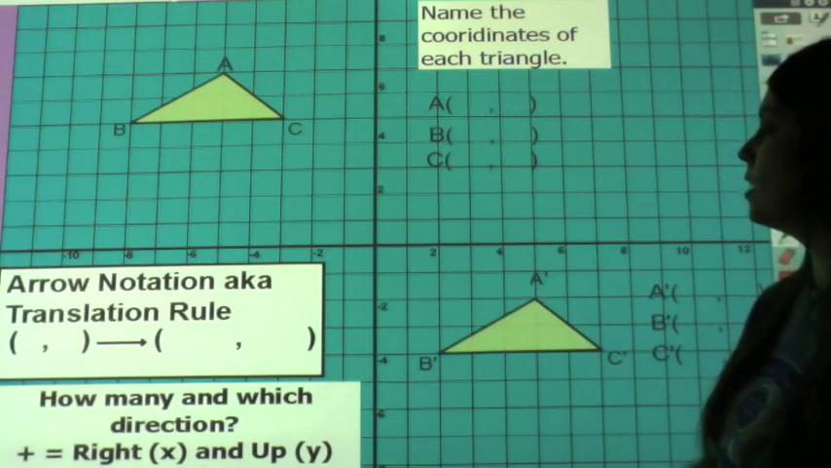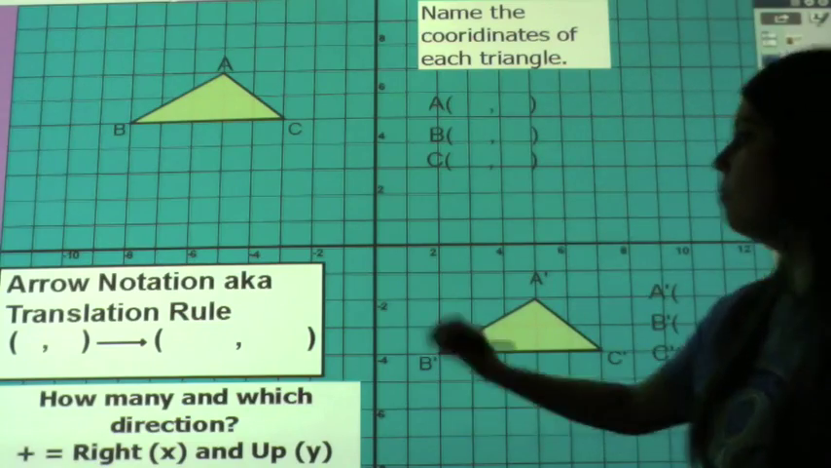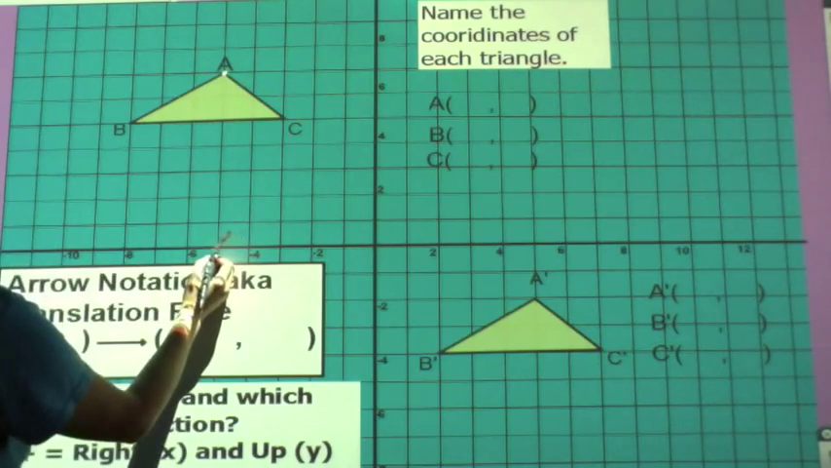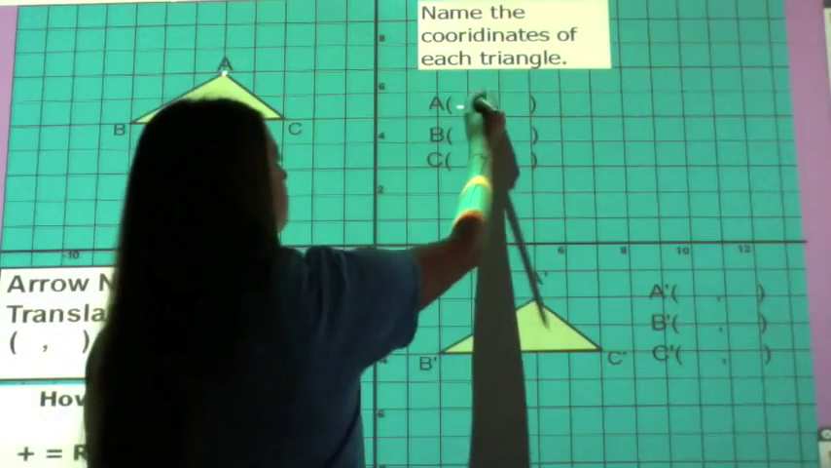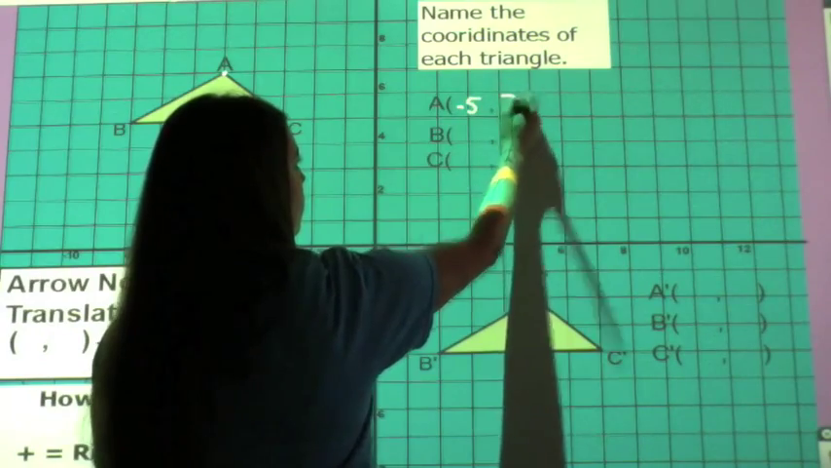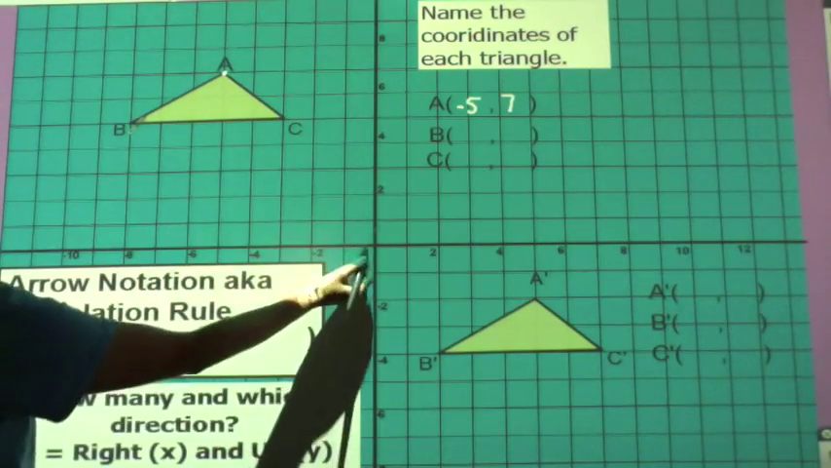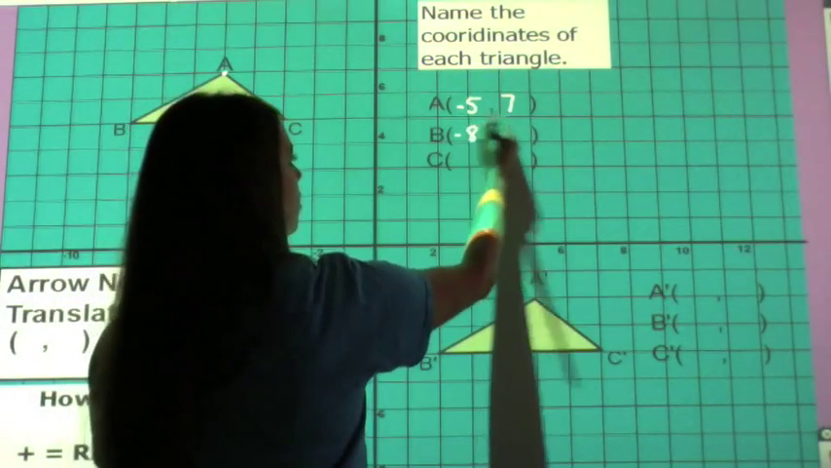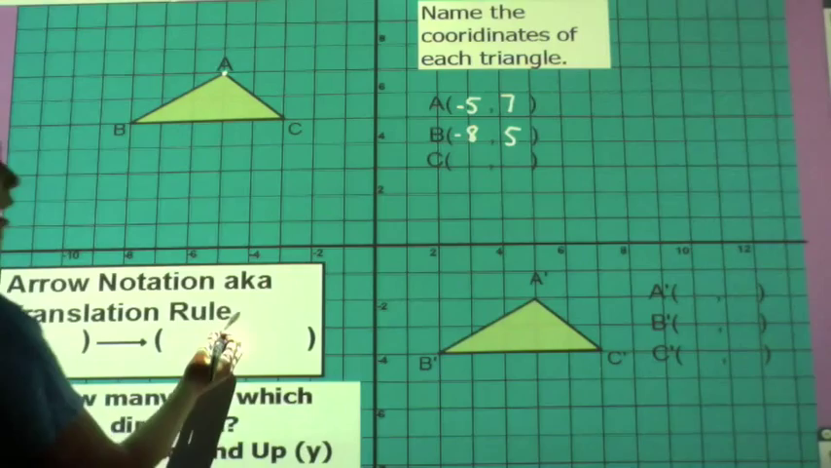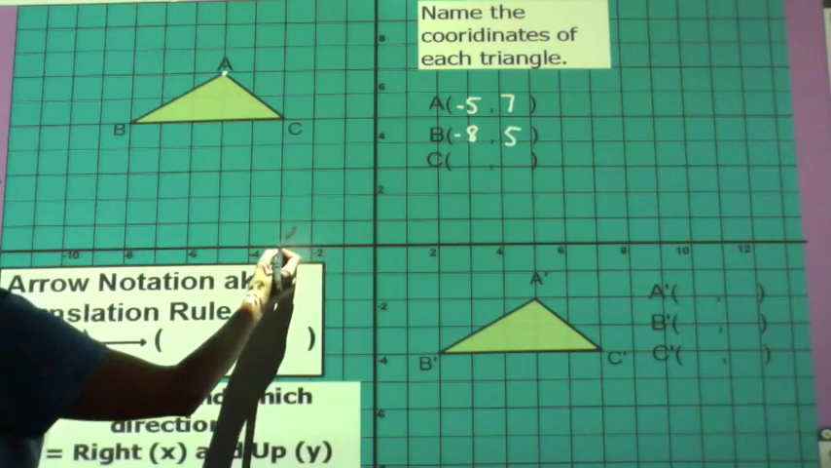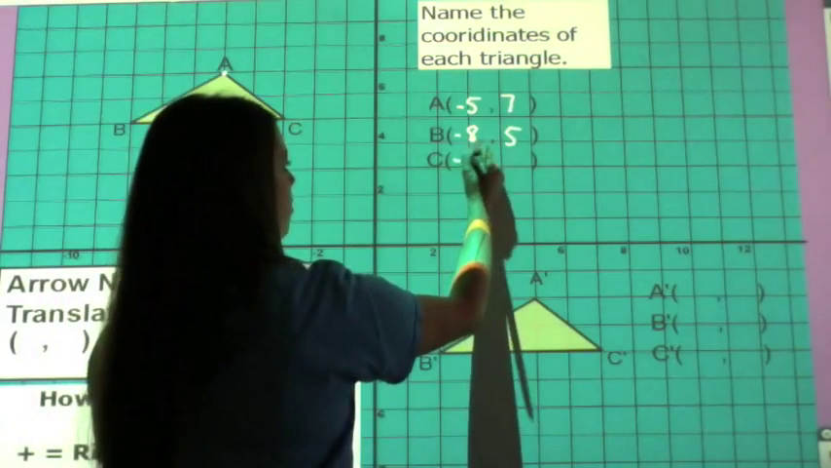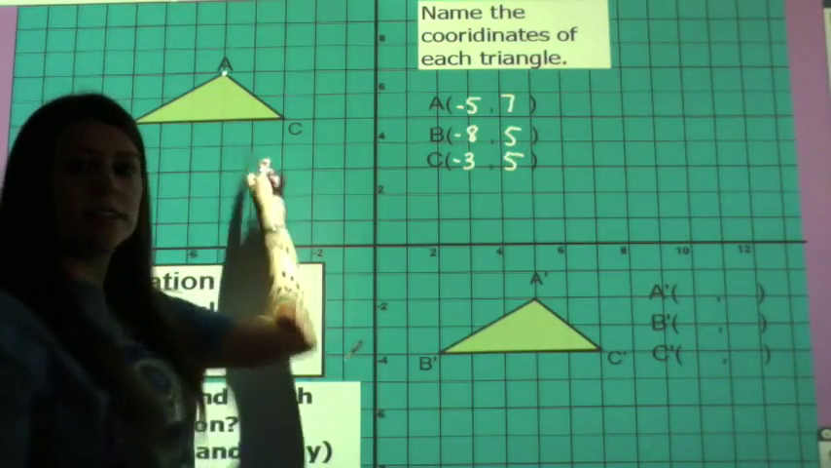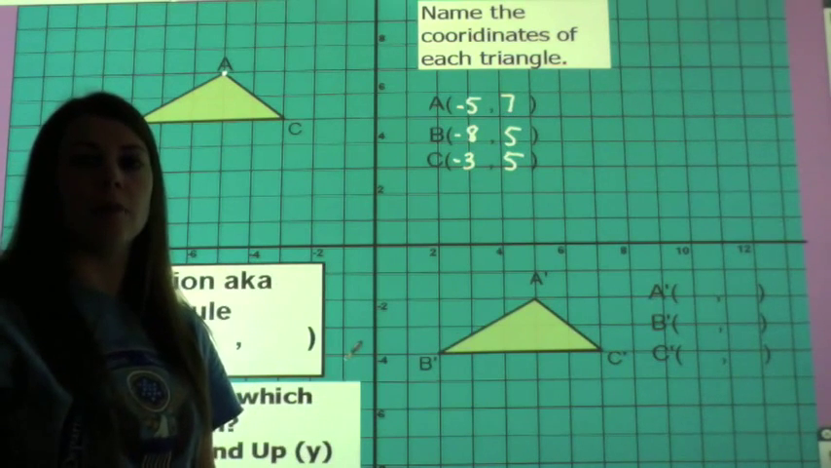So first we want to take our points A, B, and C and see where they're located. A is located at -5, 7. B is located at -8, 5. And C is located at -3, 5. So how did it translate to this new triangle A prime, B prime, C prime?